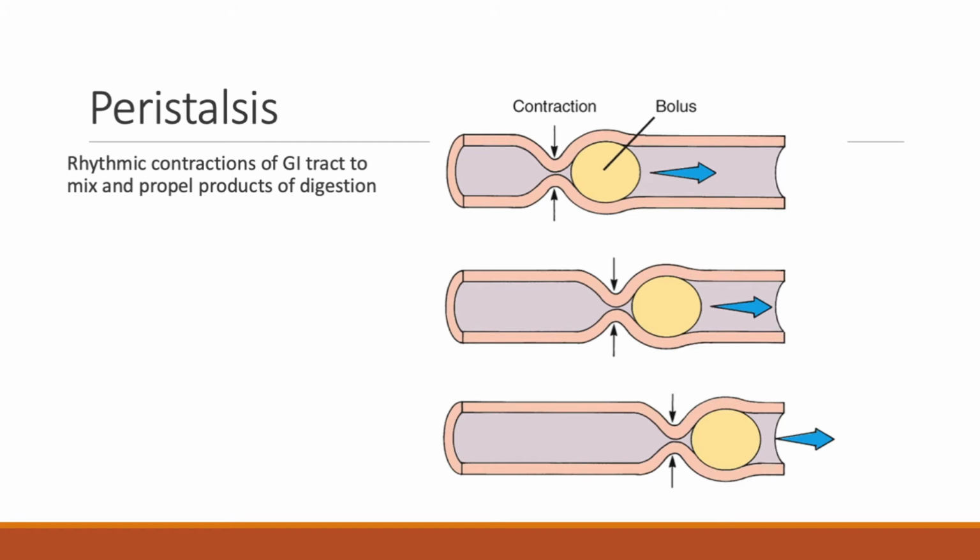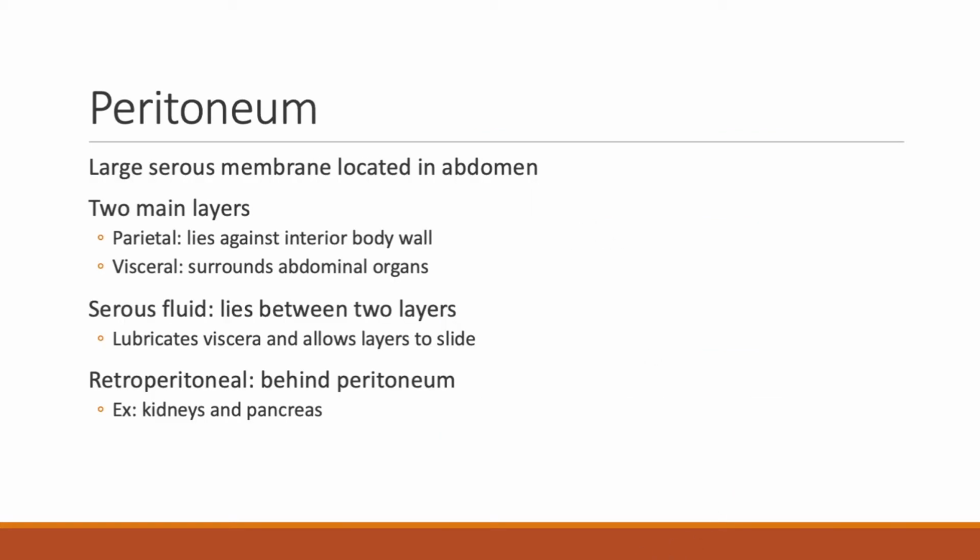Peristalsis is the rhythmic contraction of the GI tract to mix and propel products of digestion. So here's the bolus or your food. It's trying to move through. It has these rhythmic contractions to push the bolus through your system.